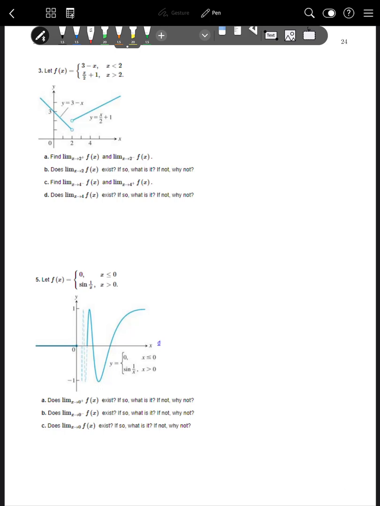So at this point, we've talked a little bit about these, so why don't you all go ahead and pause the video and try these problems and see what you think.